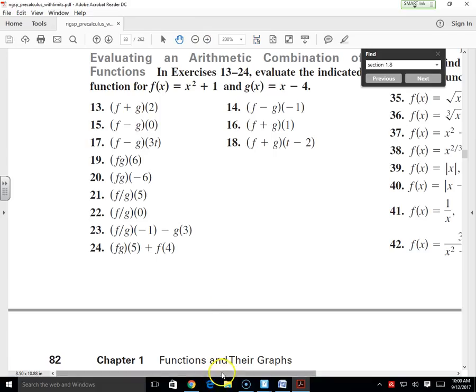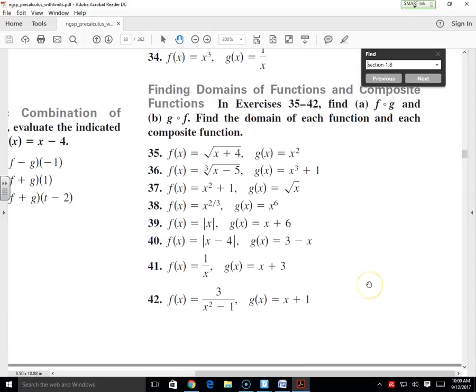Number 35 and 37, we're talking about compositions and domains. They specifically want us to go two different directions, F of G and G of F. Really quickly, on 35, 37, was Calc Chat weird? Well, you can check on Calc Chat, but we'll talk about it really quickly.